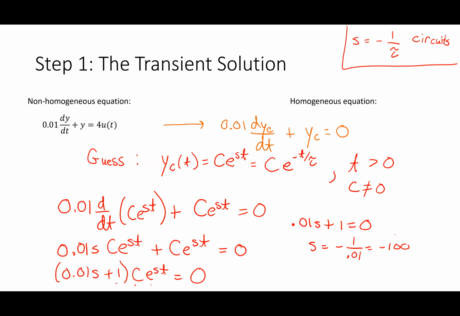Okay, so I got my value. That means at this point, I know that y sub c of t is c e to the negative 100 t. Do I know what c is? No. Do I know enough to know what c is? Not yet. But I will.